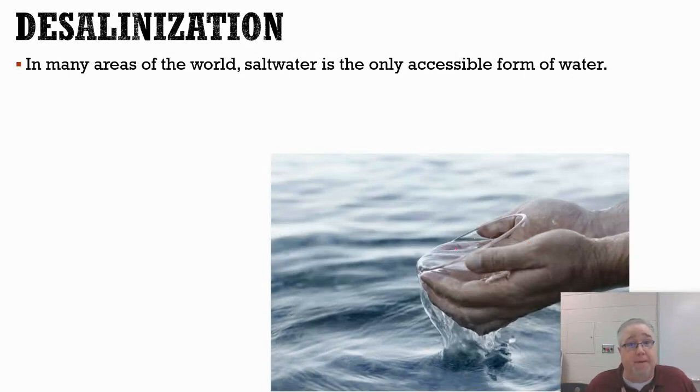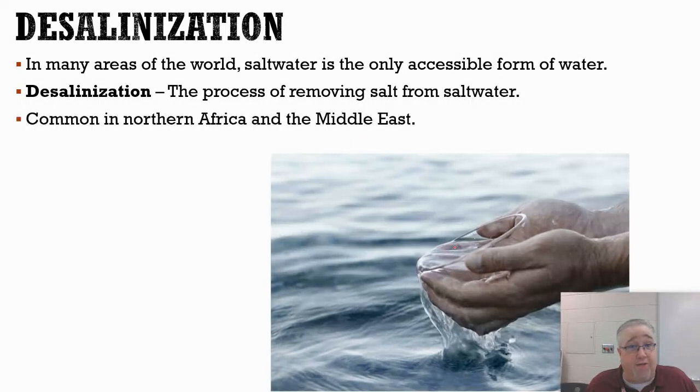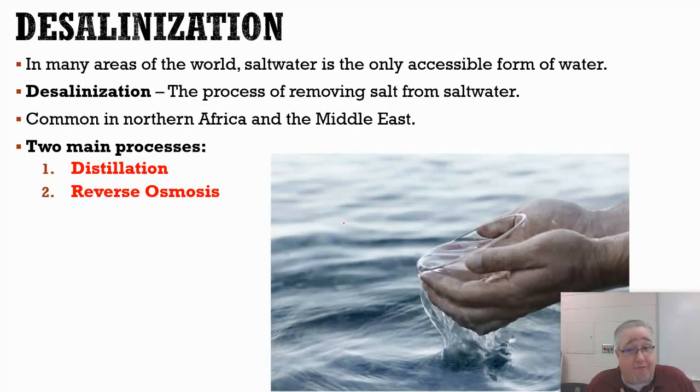All right, the final thing that we can do with our water, besides moving it from place to place, is we can desalinize our water. This is a process of removing salt from salt water. This is a really common practice in Africa and in the Middle East. The reason is that there's just not a lot of access to fresh water in those areas. So they've kind of resorted to either getting their water from the rain, and if it doesn't rain, then they've got to do something like this, either distill their water or use a process called reverse osmosis.